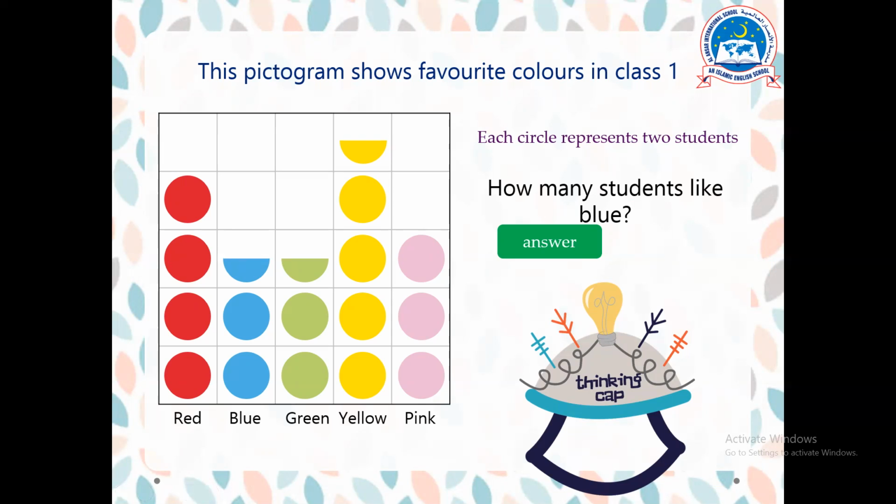Now let's start with the first question. How many students like blue? Find the blue in the pictogram. Yes, exactly. How many students like blue? Remember, each circle represents 2 students. So here we have 2, 2 make 4, and half a circle means 1. So the total is 2, 2, 1. The total is 5. Well done. So 5 students voted for blue.